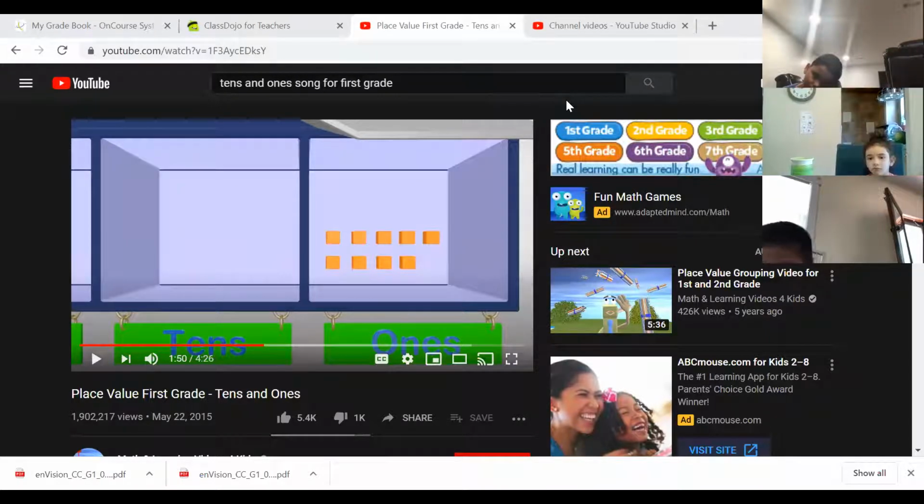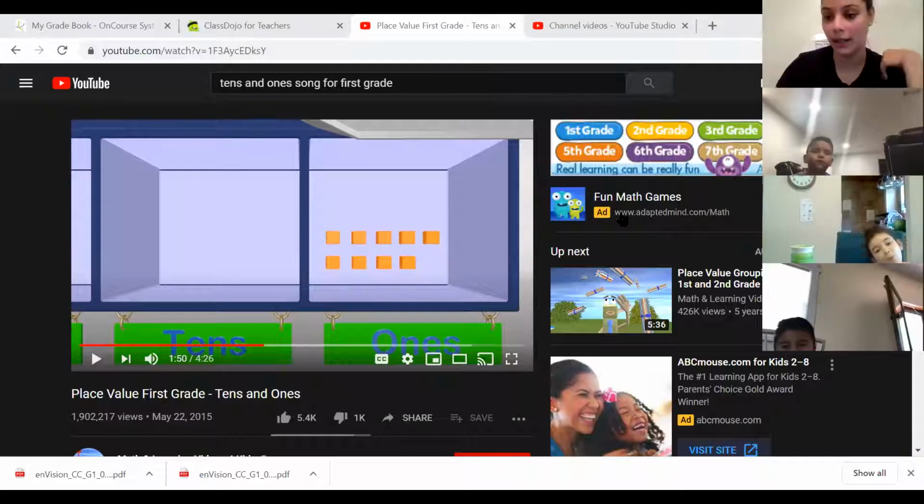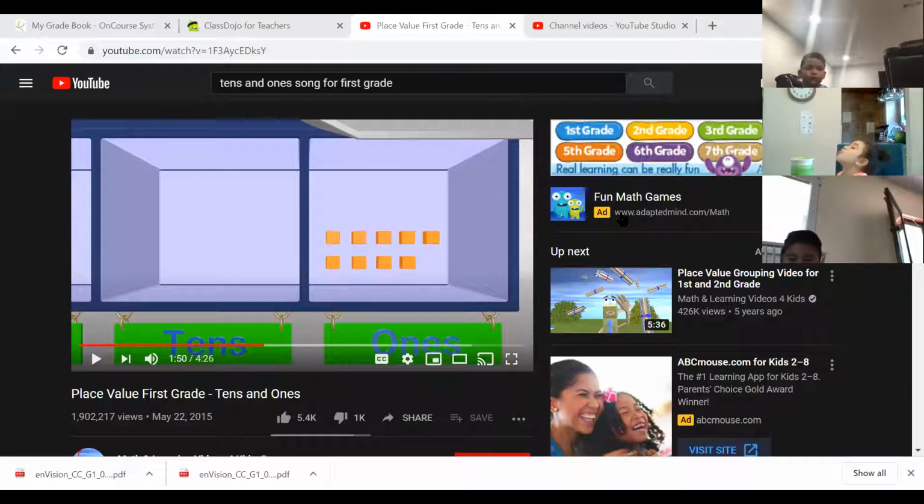All right, so Giancarlos, hi, buddy. This is our place value house. There's the 1s and the 10s. That's all we're talking about for today. We need to figure out how many 1s are in the 1s house. So anybody would like to tell me how many 1s are in the 1s house?